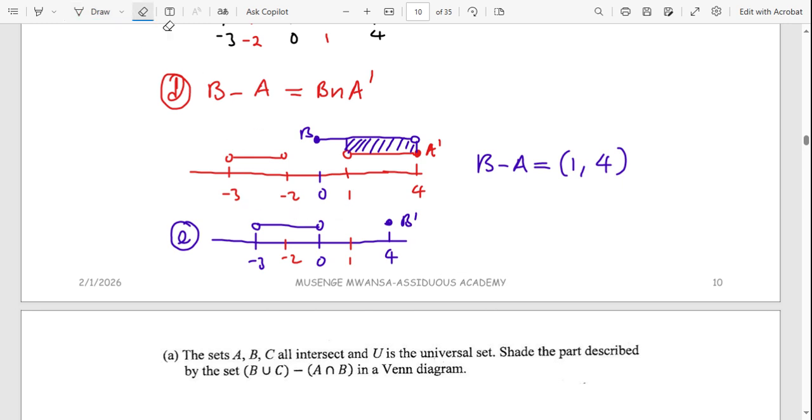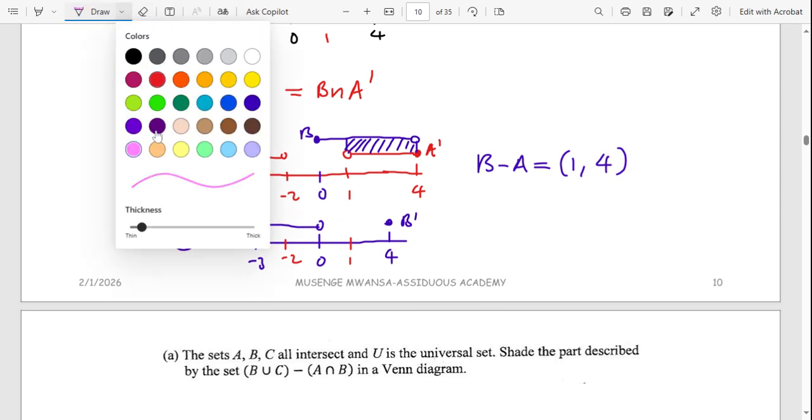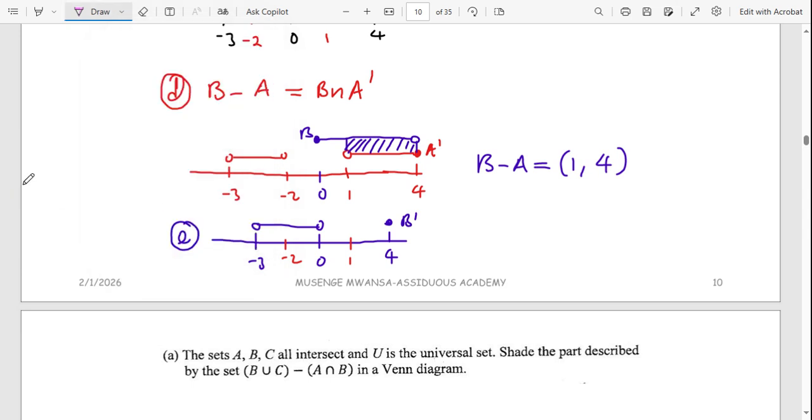Okay, so let me use this color. Since we have got baby girls here, we use some pink. So that's A. Now, union means combining. All right? So we want A union B complement. This means combining. So combine everything. So if you combine, you can see from negative 3, this line is going to join from here going straight all the way up to 1. That's combining.